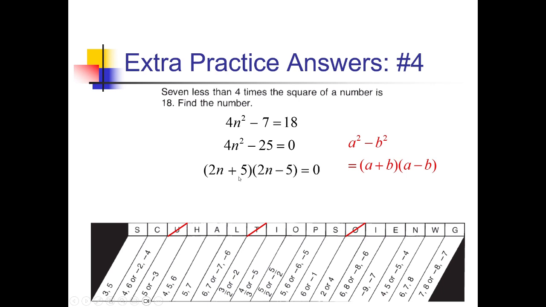Now let's set each of these equal to 0 and solve. For 2n plus 5, I can subtract 5 and then divide by 2, so negative 5 over 2. For this next one, I'm going to add 5 and divide by 2, so positive 5 over 2. No restrictions on the numbers. We've got 5 halves, negative and positive. That's down here with O, so there we go.